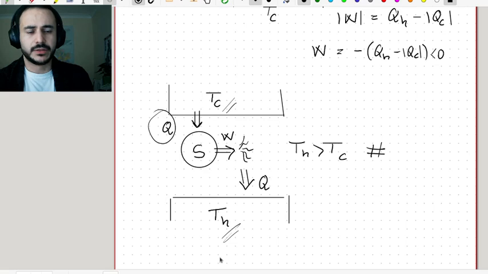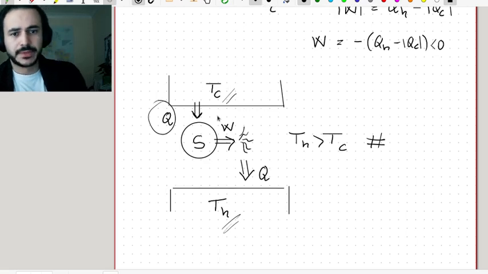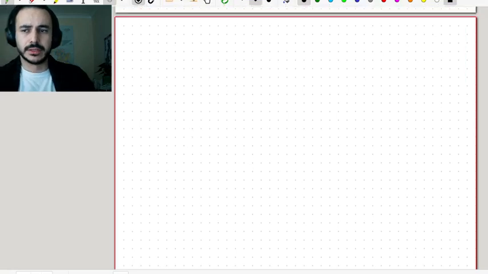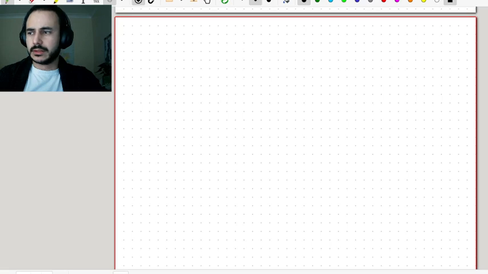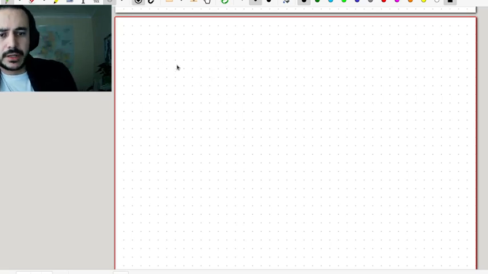Okay, so we have just seen that if it is possible to violate Kelvin's statement, then Clausius' statement of the second law is automatically violated as well. Okay, so let's now try to see the other side of the problem, which is if Clausius' statement is violated, then Lord Kelvin's statement must also be violated, or can also be violated.